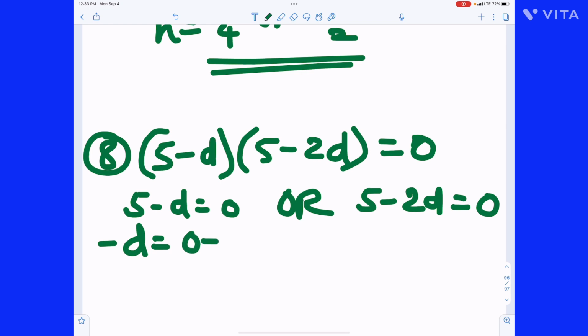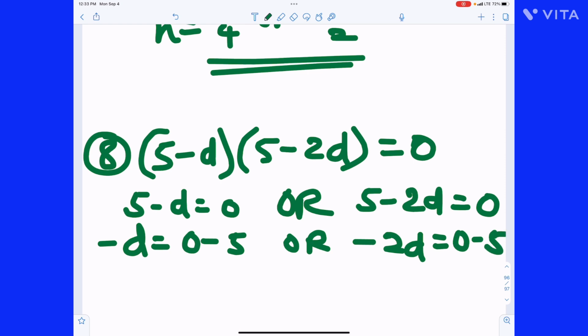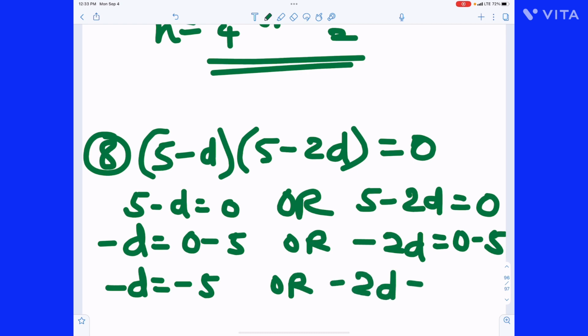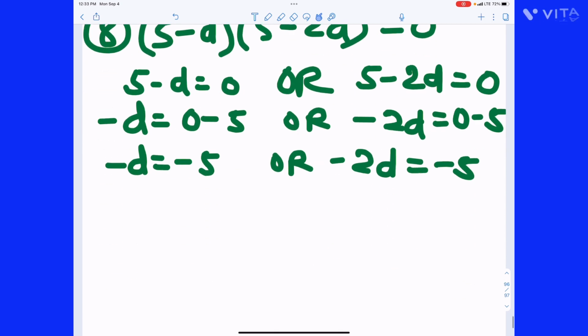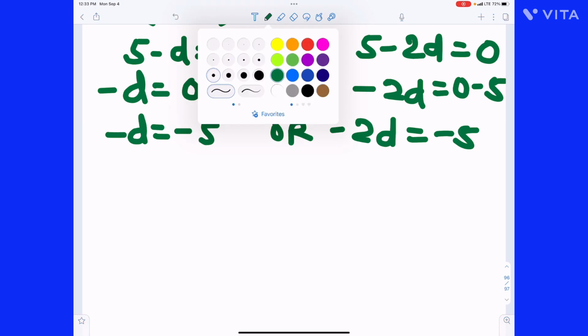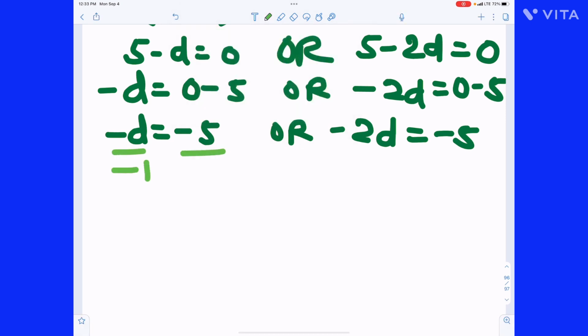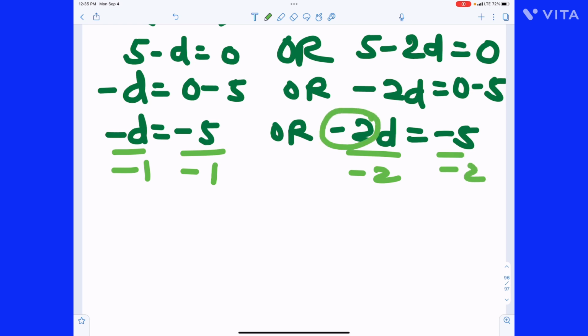Minus d is 0 minus 5. Or what? Minus 2d is also 0 minus 5. Are you listening? So minus d is what? Minus 5, or minus 2d is minus 5. What does this give you? Divide both sides by minus 1. You divide by the constant behind d, which is minus 2. You understand? Here, the constant behind d is minus 1. The minus stands for minus 1.